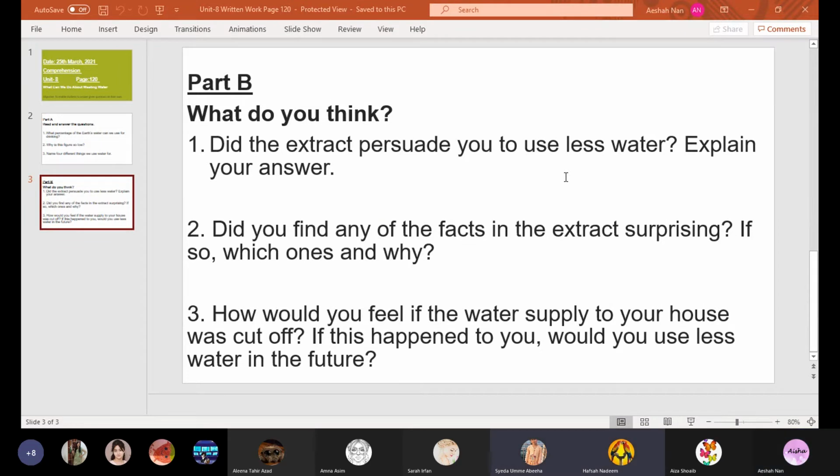Teacher, could you repeat the answer? Yes, it persuaded me to use less water because there is only 4% of fresh water. Okay? Teacher, can you tell the answer again? Yes, please listen to me carefully. Yes, comma. Then you have to take the part of the question. Yes, comma. The extract persuaded me to use less water because only 4% of water is fresh.